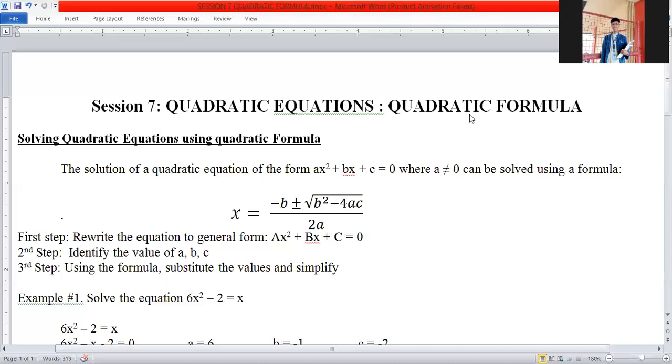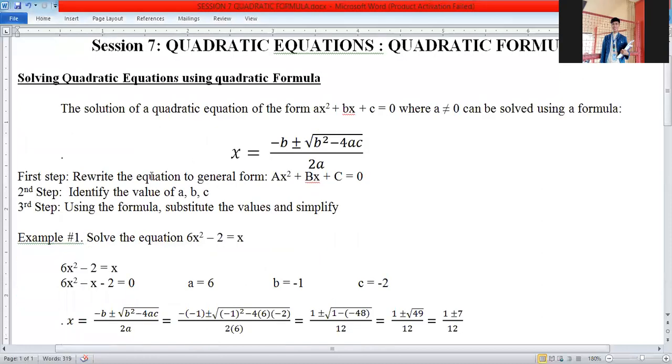I will apply the deductive method of teaching in order to follow the procedures of solving. Here are the steps in solving a quadratic equation using the quadratic formula. The first step is to rewrite the equation to general form, ax squared plus bx plus c is equal to 0, wherein a is not equal to 0. Second step, identify the values of a, b, and c. Then the last step, using the formula, substitute the values and simplify.